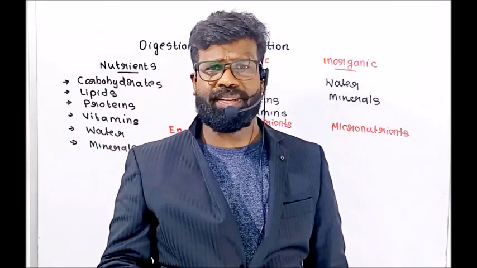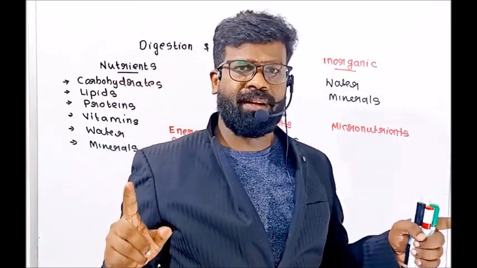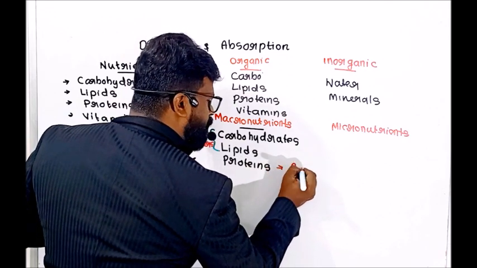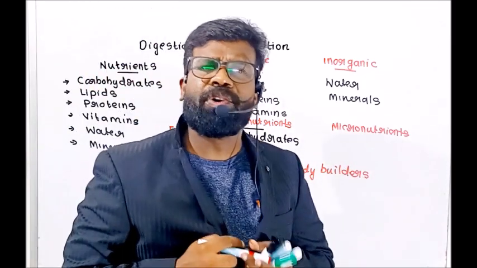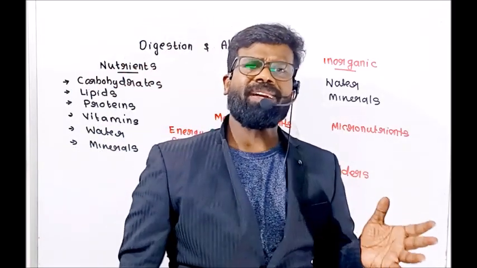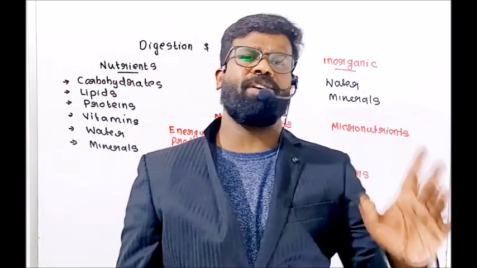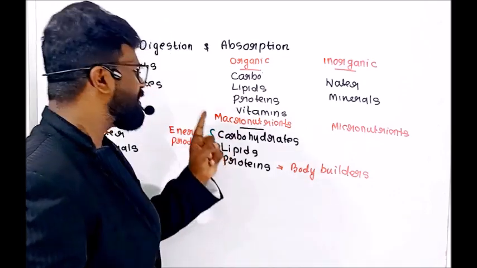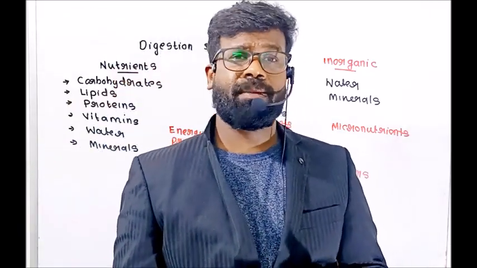However, protein also gives energy to the body for life activity. But usually our body does not use proteins for energy production. Proteins are utilized for bodybuilding. So proteins are commonly called bodybuilders. The building blocks, the structural component of our tissue or cell, is protein. So proteins are used for bodybuilding, while carbohydrates and lipids are utilized by the body for energy production, the building blocks of life.